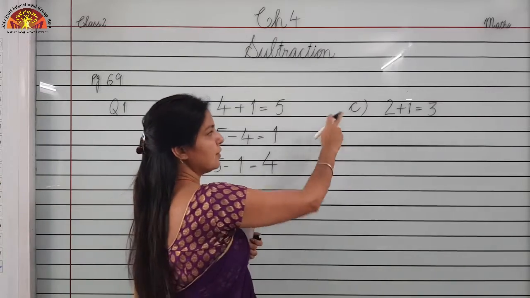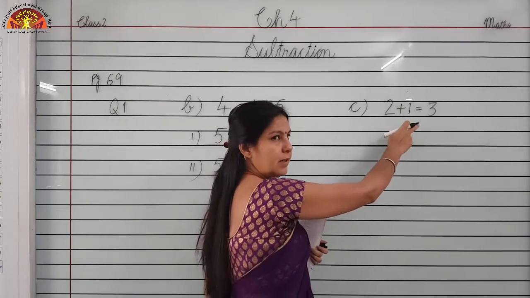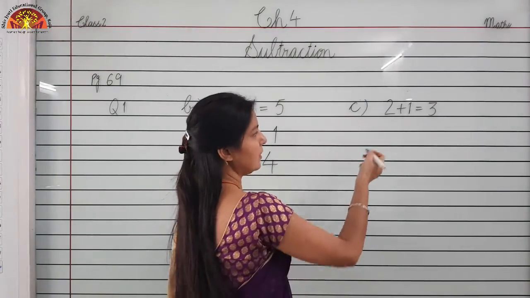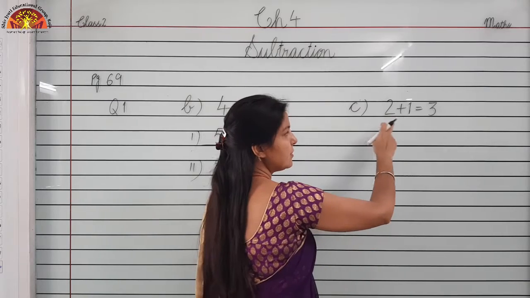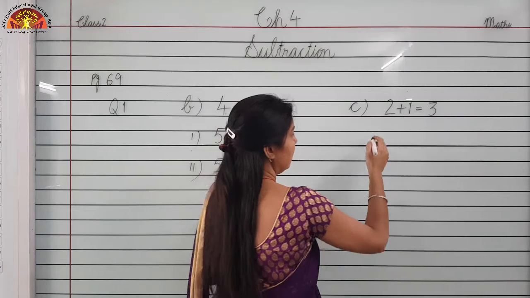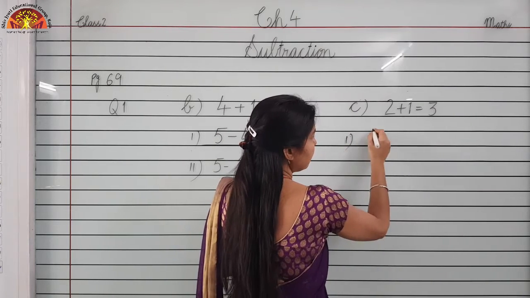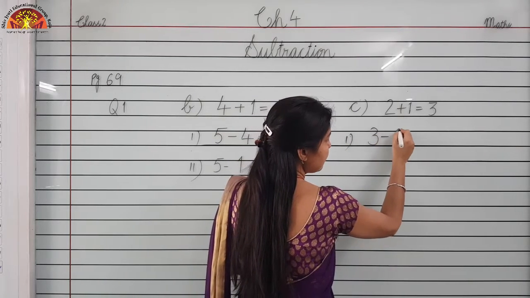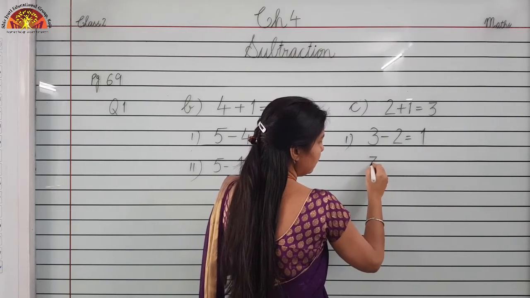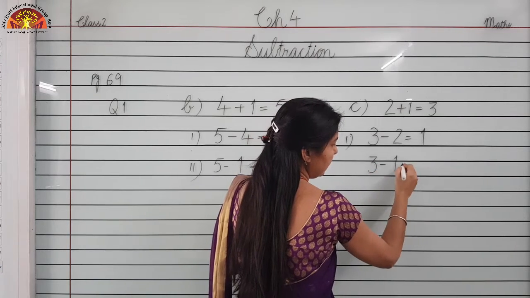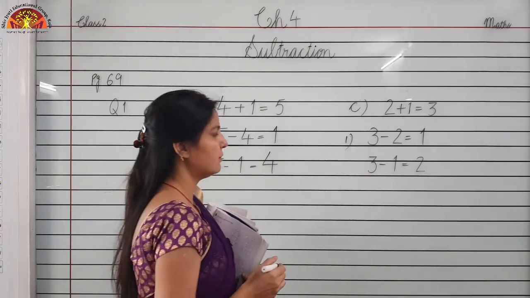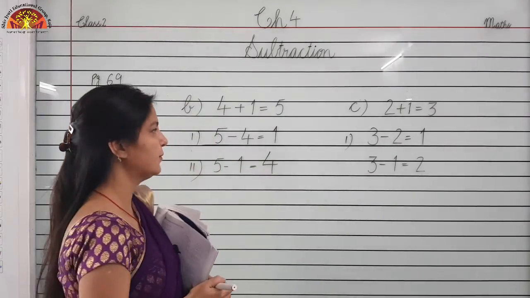This is C part of question number 1. Again the question is given in addition. Now, we have to change it into subtraction. So, which number is bigger here? 3 is bigger. So, we will subtract 2 from 3, then we will subtract 1 from 3 again. So, start writing: 3 minus 2 is equal to 1, and again 3 minus 1 is equal to 2. These are the subtraction facts.